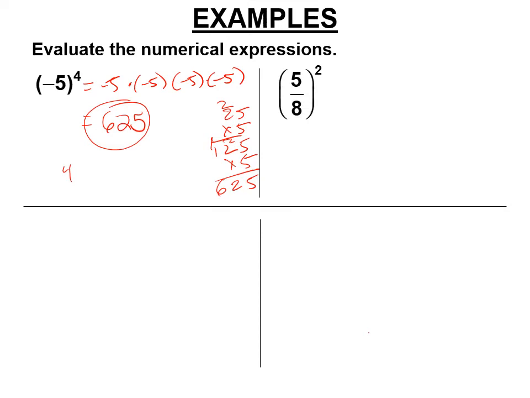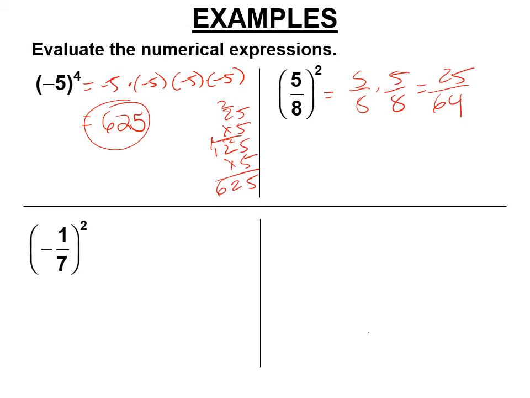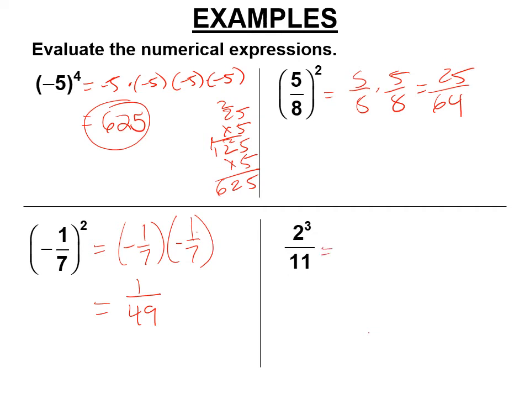All right, so now 5/8 squared. So it's 5/8 times 5/8, which is 25/64. Negative 1/7 squared. So it's negative 1/7 times negative 1/7. 2 negatives still make a positive. 1 times 1 is 1. 7 times 7 is 49. That's 1/49. All right, so now here's one without parentheses. So this is 2 times 2 times 2 over 11. That's what that means. 2 times 2 is 4, times 2 is 8, 8/11ths.